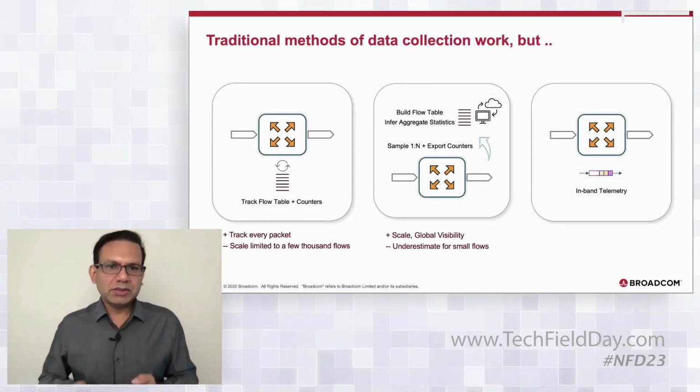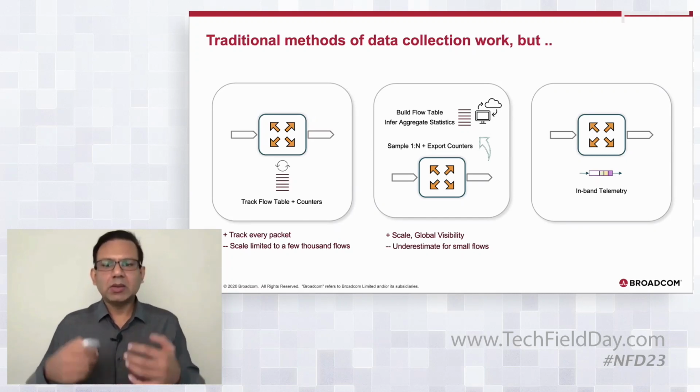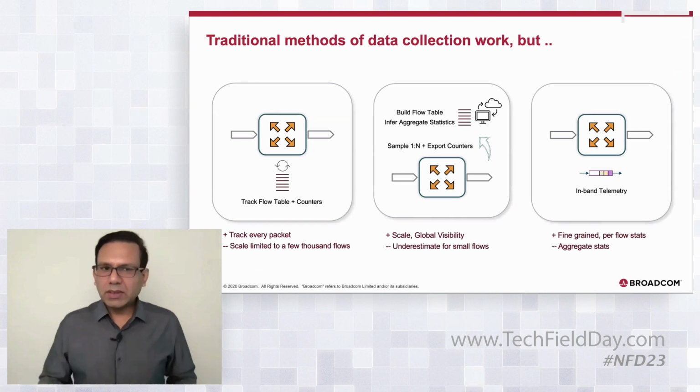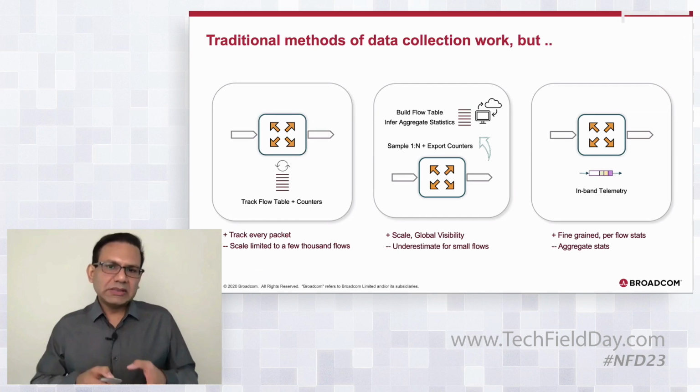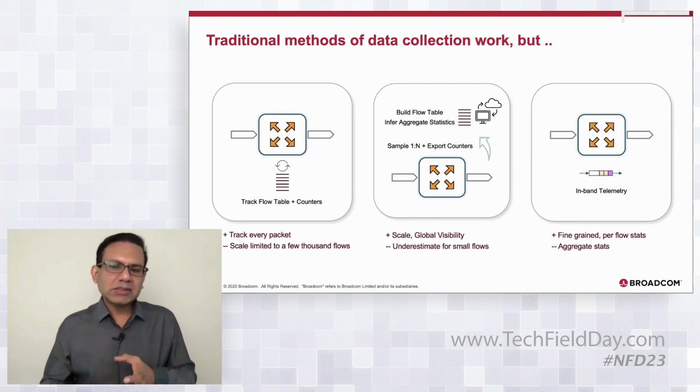You can also apply in-band telemetry. And I'm calling in-band telemetry traditional because we are starting to see it now work in the networks. It's very fine-grained. You can get per flow statistics. But because everything is at a flow level, you are still missing aggregate statistics from the picture.